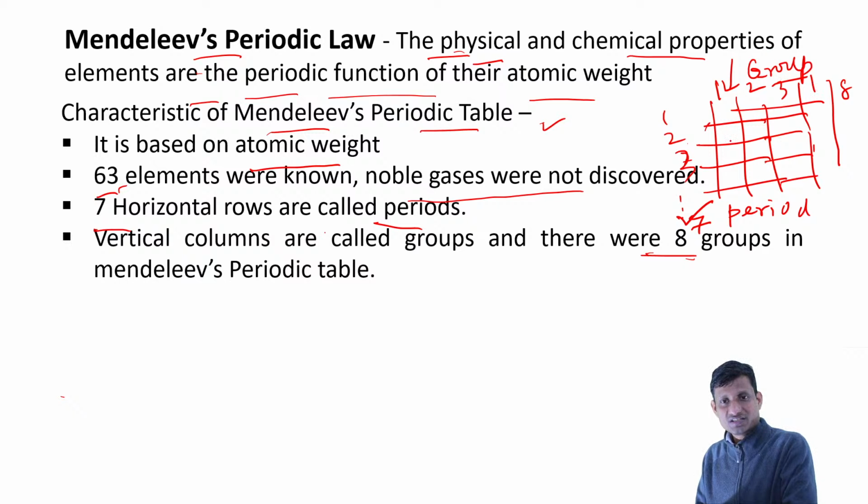Again, questions may come like what is a period and what is a group. Basically, the horizontal rows are called periods, and the vertical columns are called groups.